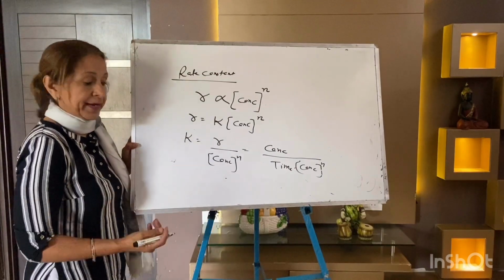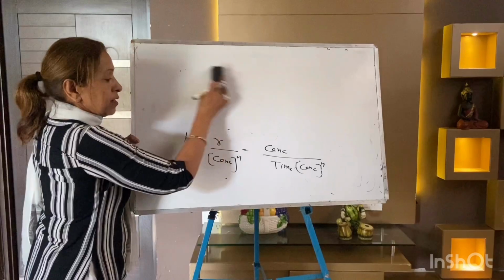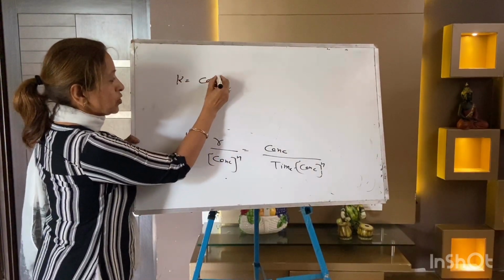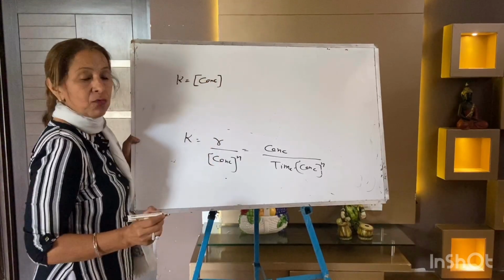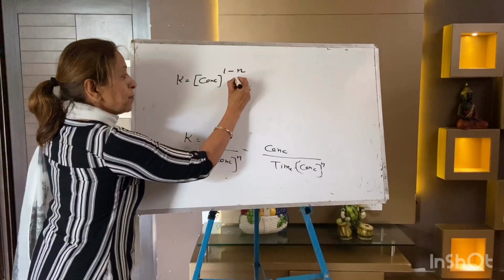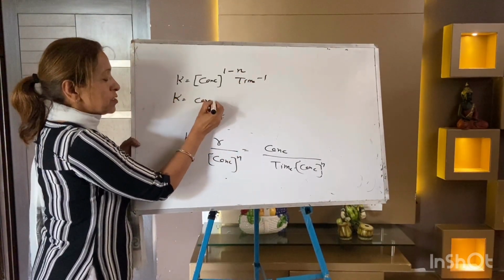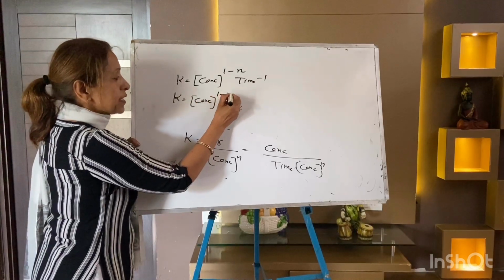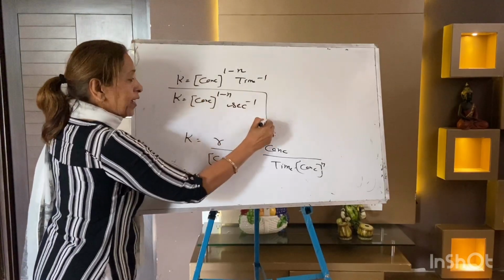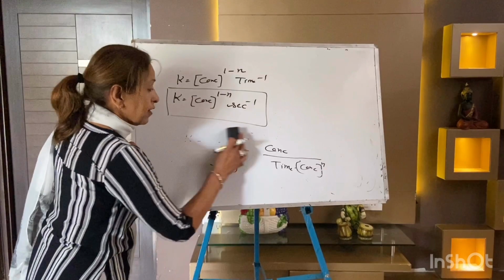Now simplify it. K is concentration to the power 2 times repeated. Let it make 1 time. K is concentration power 1 minus N per time. Or K is concentration power 1 minus N, unit of time is SI unit second. So this is the way you can calculate the units of K.